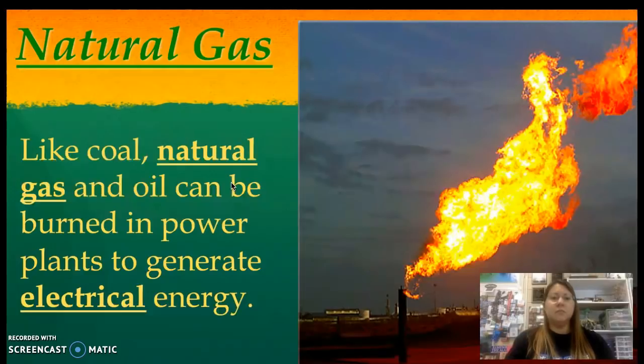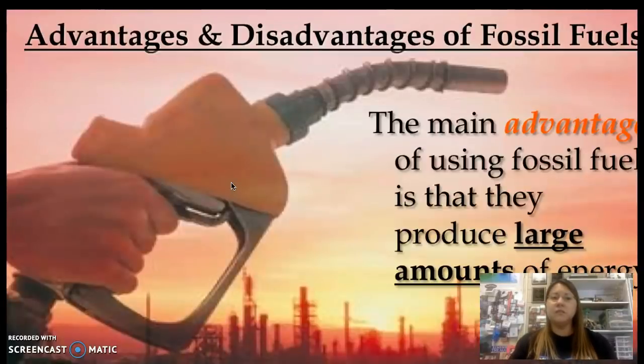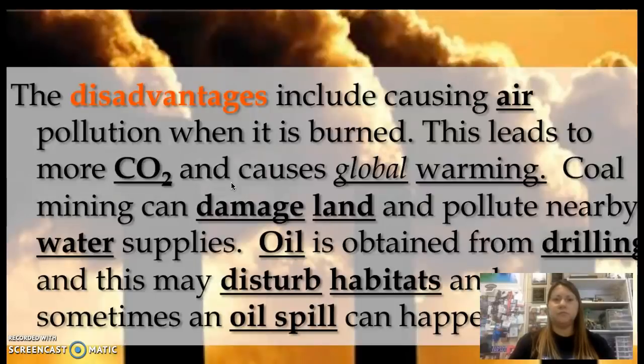Natural gas can be burned in order to generate electricity. So that's what you see in the picture that's occurring here, just like coal and oil can be burned as well in power plants. There are some disadvantages and advantages of using fossil fuels. The main advantage of using fossil fuels is they produce a lot of energy, large amounts of energy. That's why the United States, the largest source of energy that we use currently is fossil fuels.